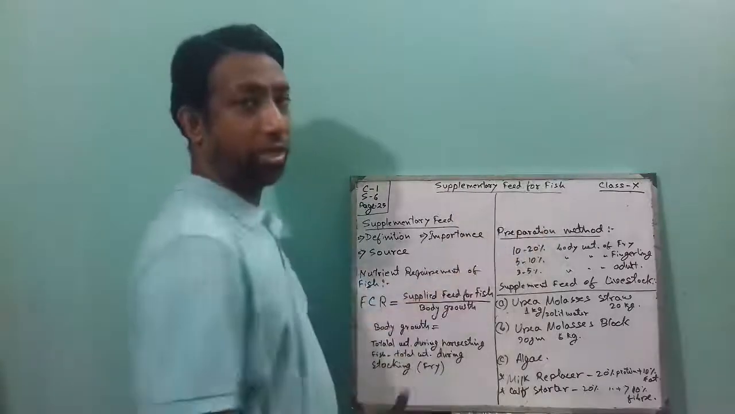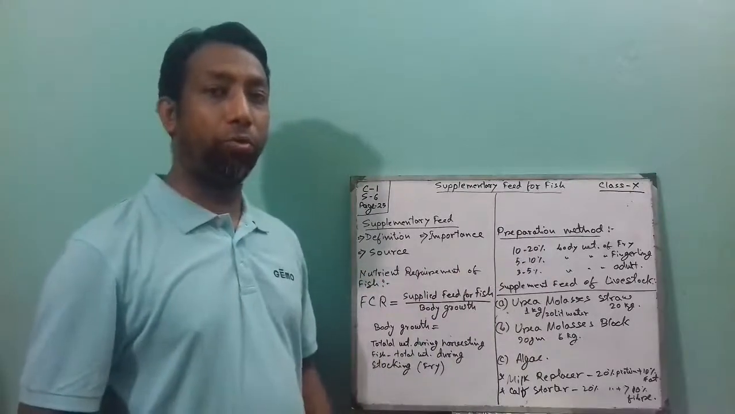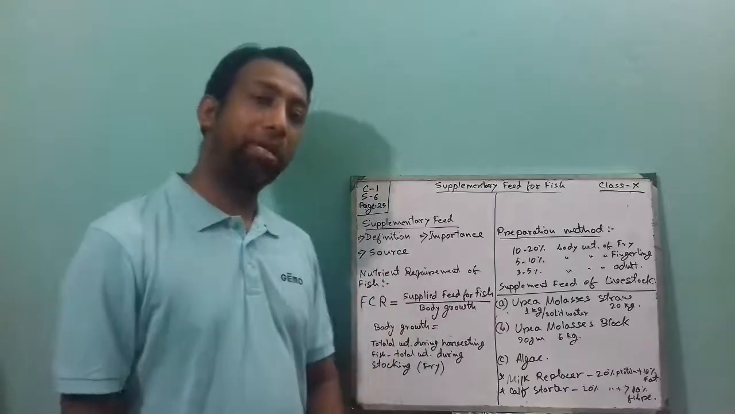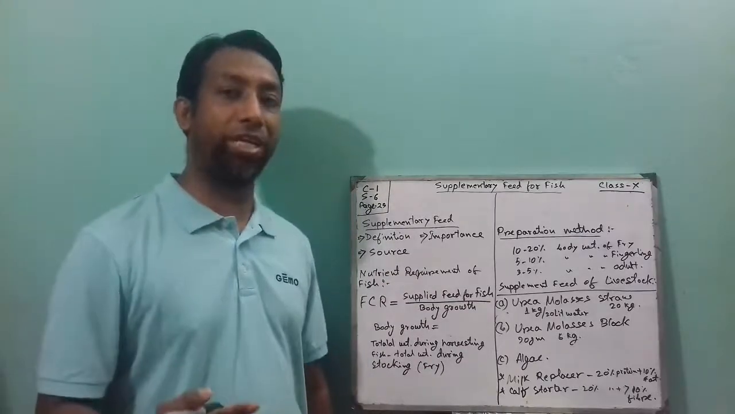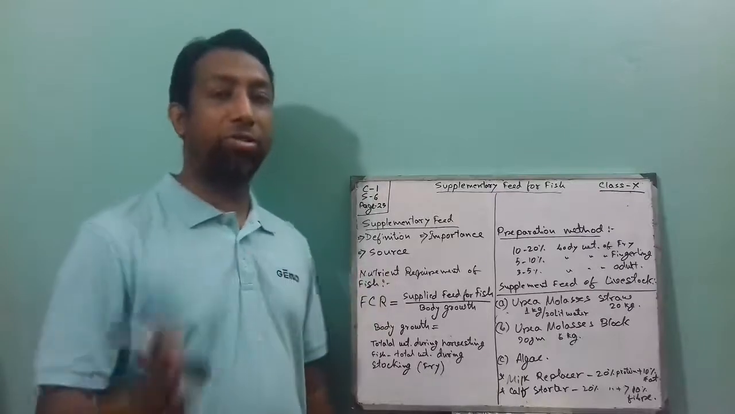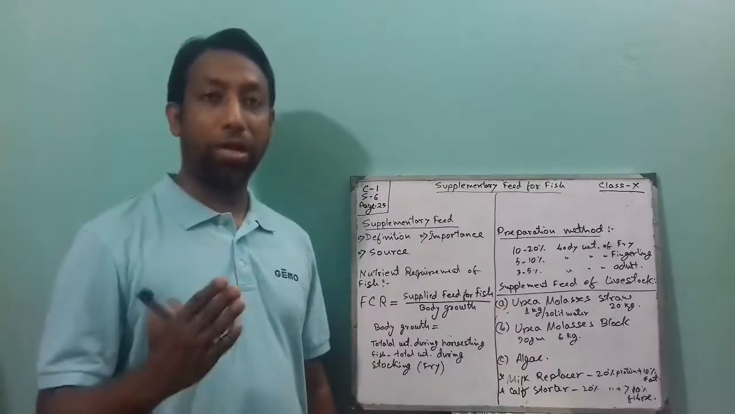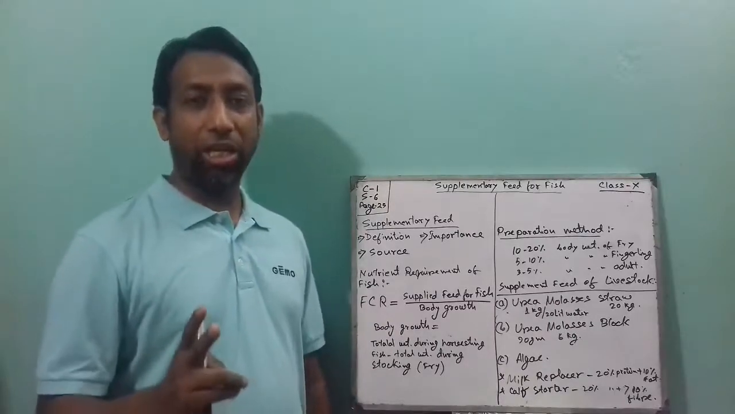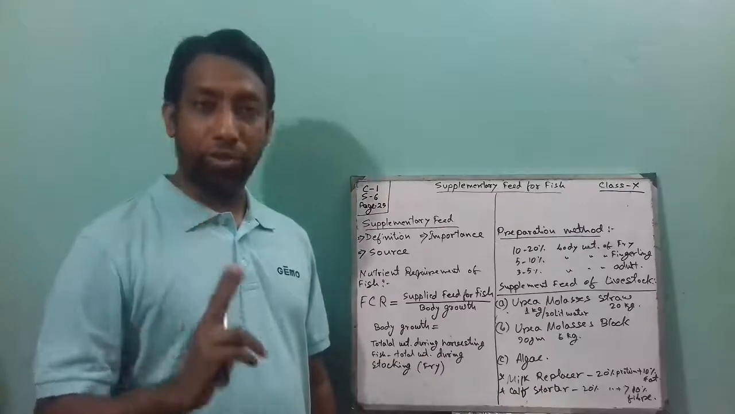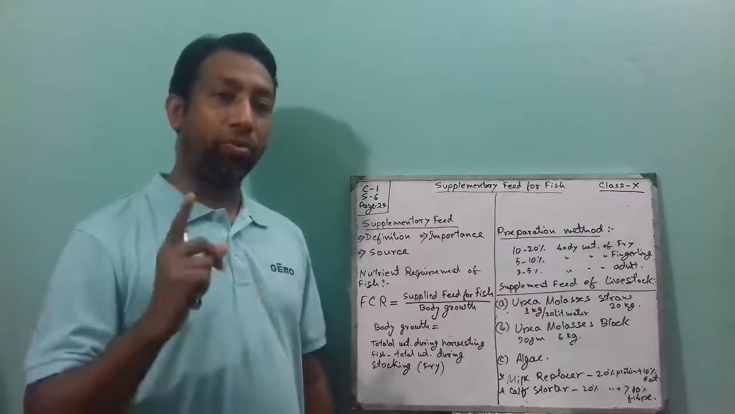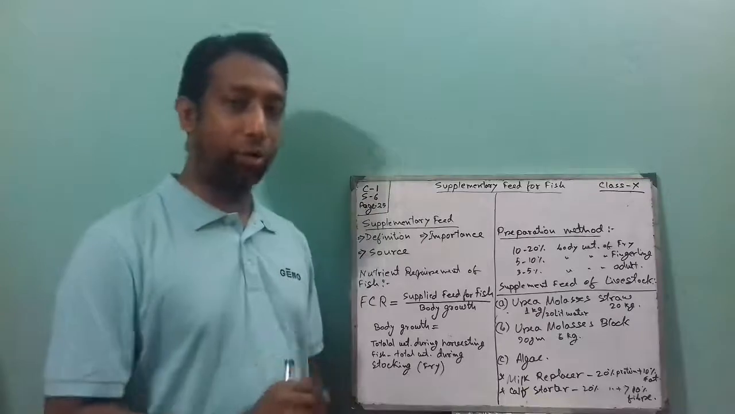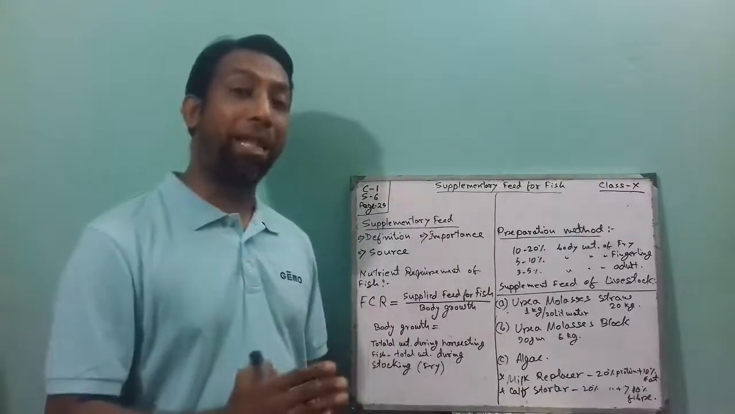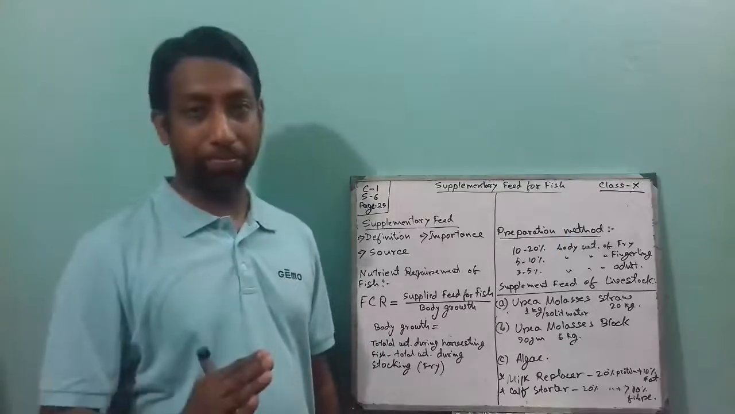Supplementary feed for fish. First of all, you have to know what supplementary feed is. That means the definition. Supplementary feed is provided for the fish in the pond from the outside of the pond, artificially. There are two kinds of fish feed that we apply. One is natural, which fish can find in the pond, but supplementary feed you have to apply in the pond from the outside.